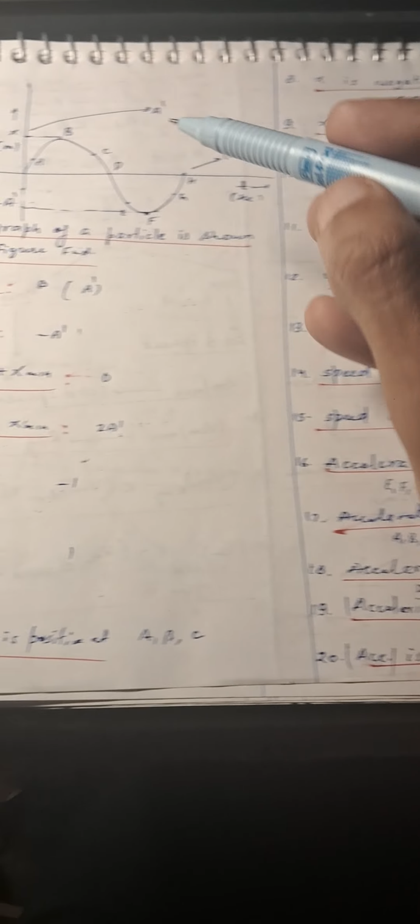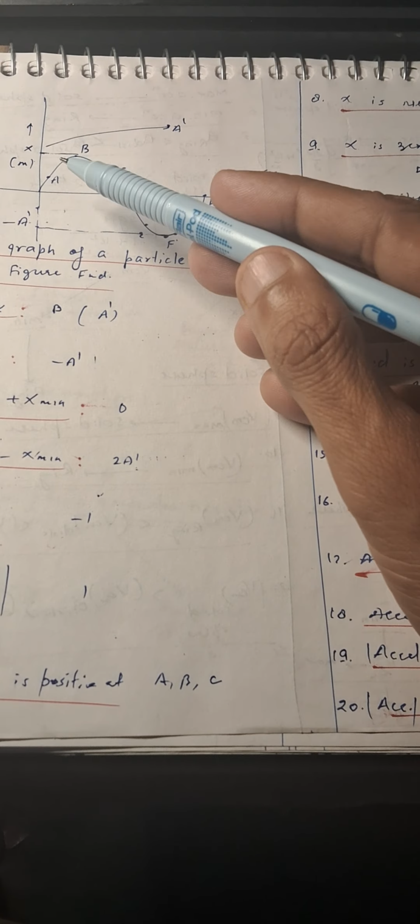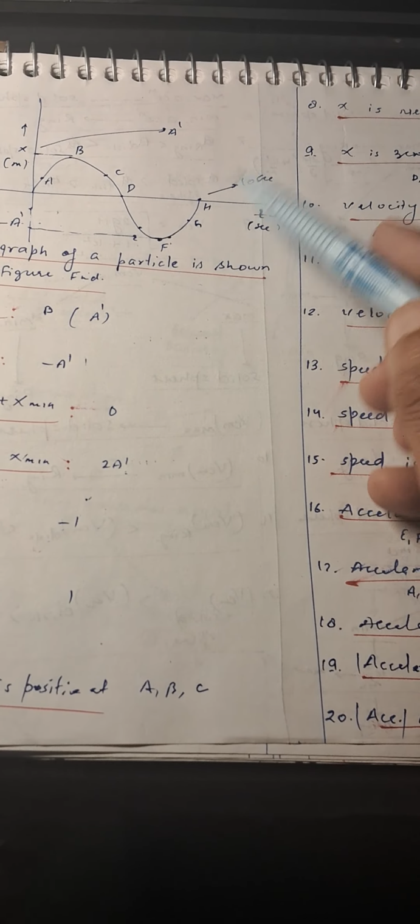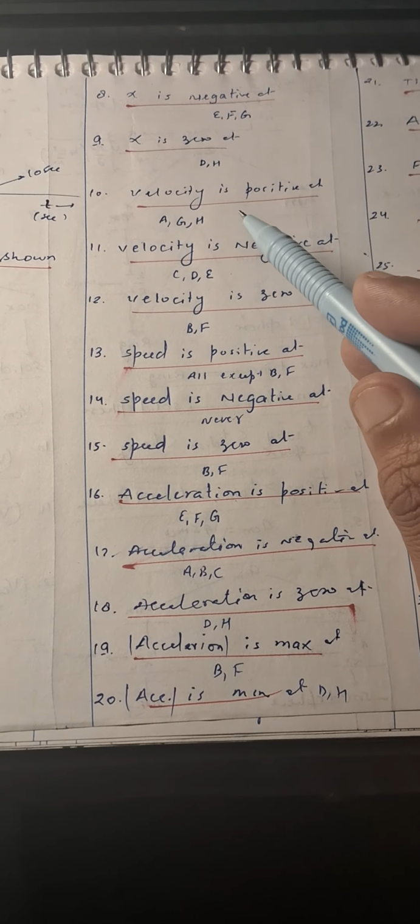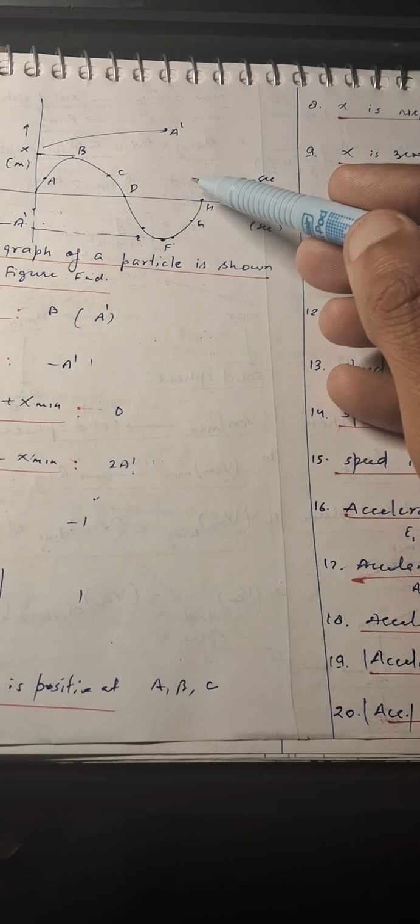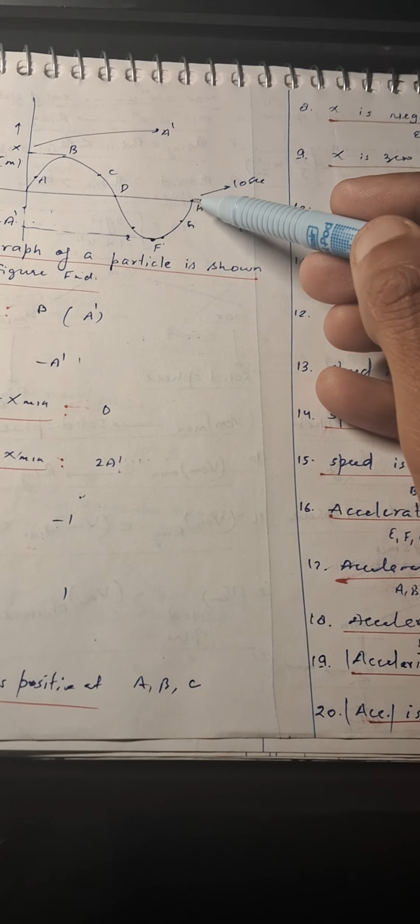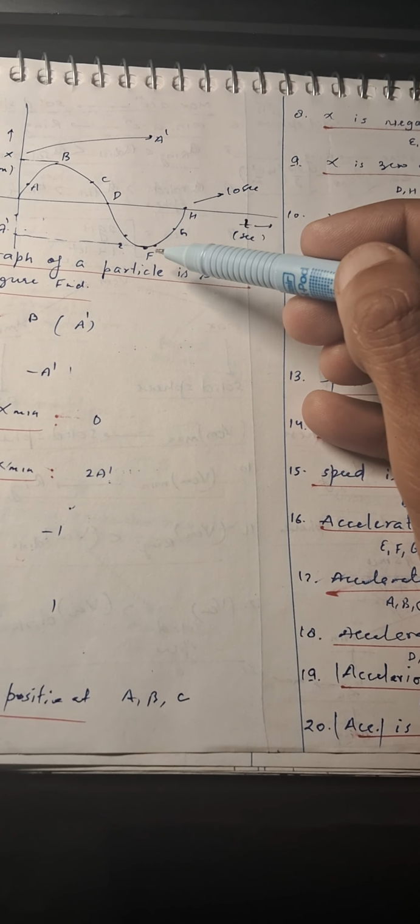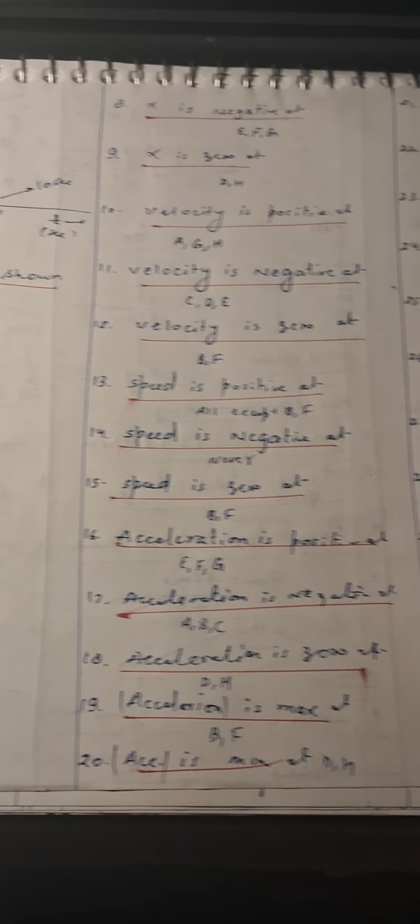Velocity is positive where, since velocity is given by the slope of the xt graph, the slope is positive at a as well as g. It's possible at a and g, and obviously at h also, because it's a sine curve, so velocity will be a cos curve. Here sine is 0, so cos will be 1. So at a, g and h, velocity will be positive.